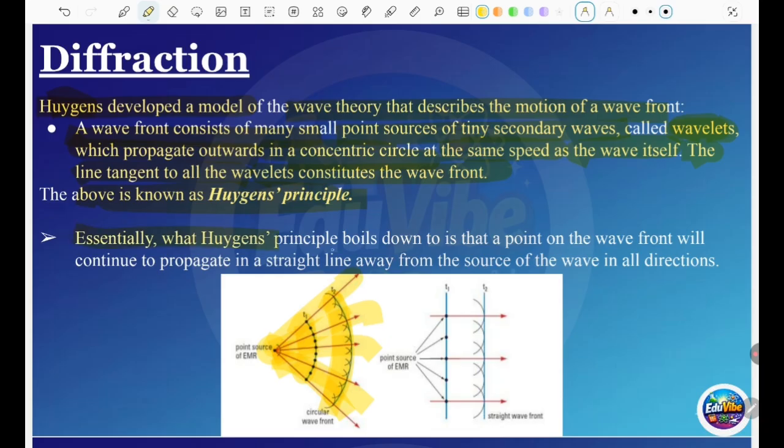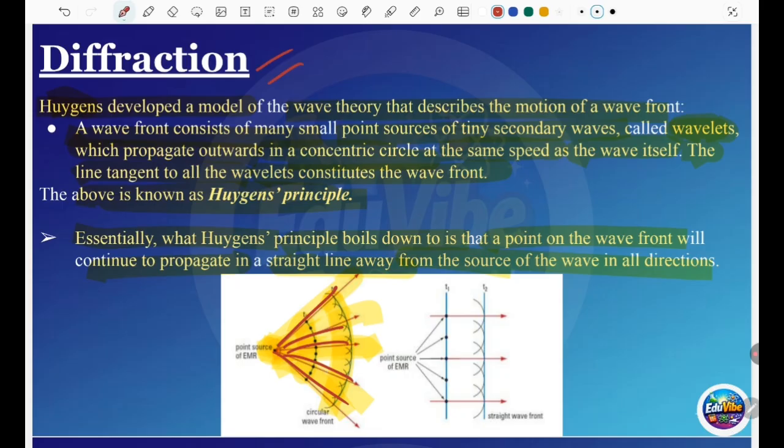Essentially, what the Huygens principle boils down to is that a point on the wavefront will continue to propagate in a straight line away from the source of the wave, in all directions. So from the straight line, where the source is, they will move on in all directions. You can see that this moves in all directions like this, all the way. And when this principle was developed, it led to the development of the diffraction term.